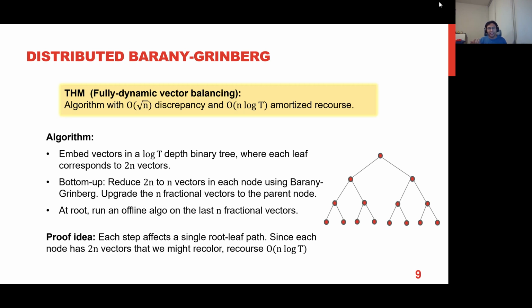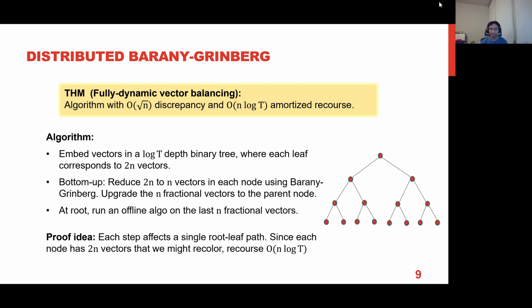More formally, the idea is that each deletion only affects a single root-to-leaf path. So you only recolor the vectors which belong to this root-to-leaf path, which are only order n log t. So that's just the idea. It's very clear, and you can work out the missing details, but that's basically how it goes. So this already gets us near-optimal discrepancy with linear recourse: linear in the number of dimensions, times logarithmic in t.